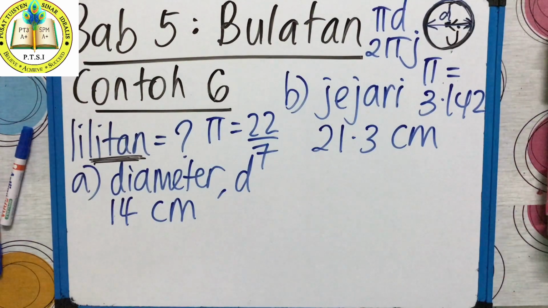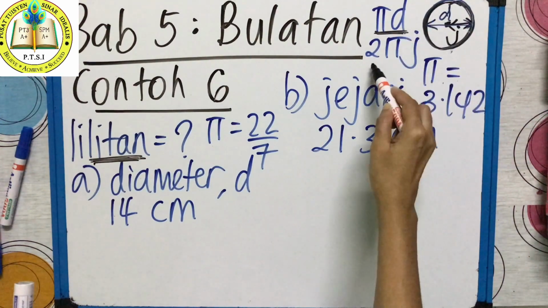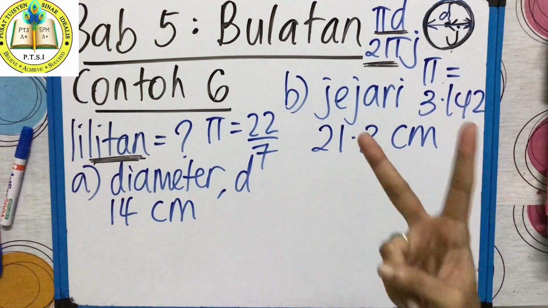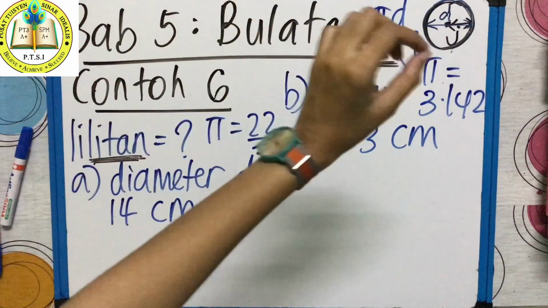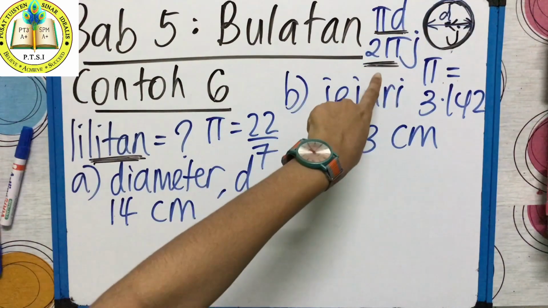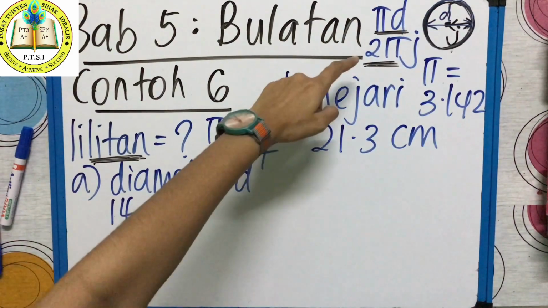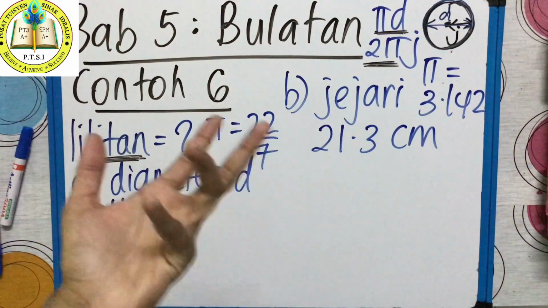So how to find the outline? Okay, ada dua formula. Nampak tak kelas di sini? Satu formula pi d. Lagi satu formula 2 pi j. So you have two formulas for lilatan. Pastikan pelajar-pelajar hafal dua formula ini. Do you understand class? Pi d. Can you see the symbol? We call it as pi. Pi d. Lagi satu 2 pi j. Or in English pi d. The other one in English we say 2 pi r. Jejari radius is the same.